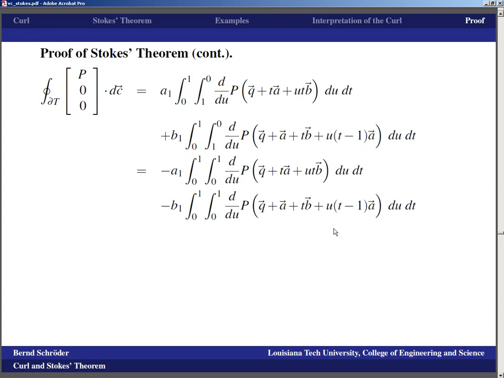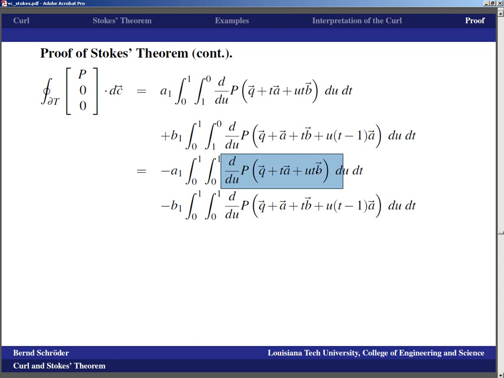And now we want to simplify this a little bit. And we know that we can take the derivative of an expression such as this one with the chain rule. And the derivative is going to be the gradient of p dot the derivative of the inside with respect to u, which in this case would be tb.